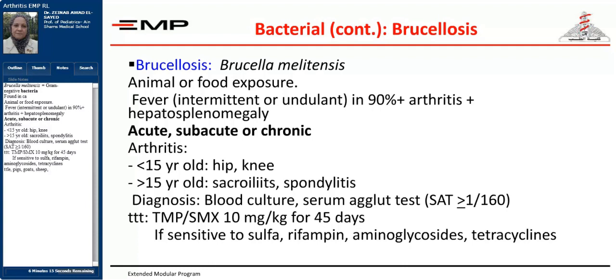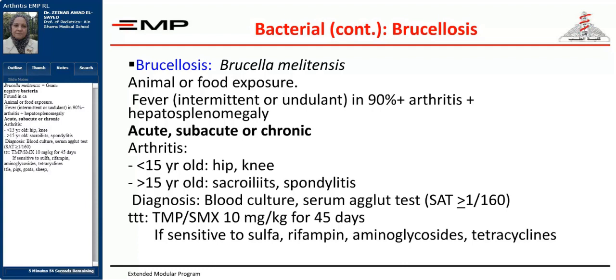Viral infections are common causes of arthritis, and they occur either by direct invasion of the joint with the virus or as a post-infectious arthritis, as we will see in the group of infection-related arthritis. Examples of the viruses are rubella, mumps, varicella, and HIV.